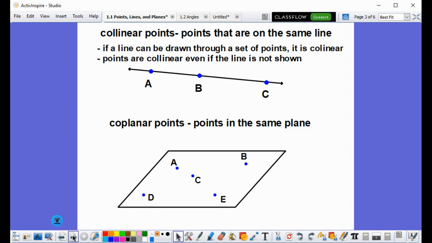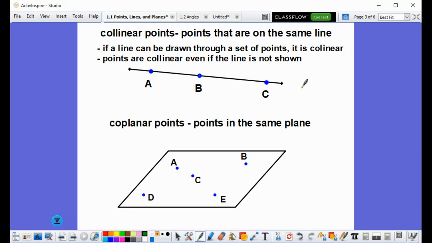So we're going to talk about collinear points. And collinear, just like it sounds, they share a line. So collinear makes sense. So basically it's points. We've got 3 points here, A, B, and C, that are on the same line. So if you can draw one line through the points, they are said to be collinear.